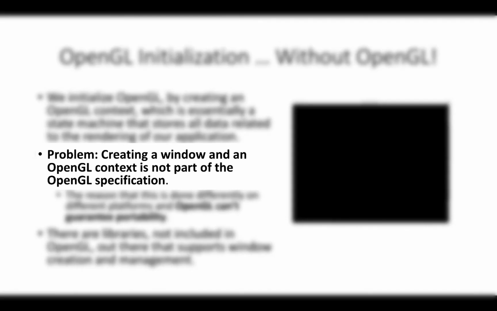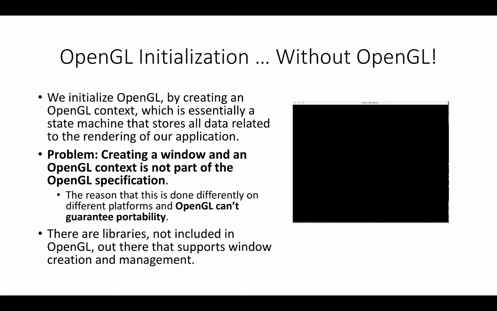The main problem we have is that creating a window and OpenGL context is actually not part of the OpenGL specification. This means that it is done differently on every platform out there. Developing applications using OpenGL is all about being portable. So for this reason, OpenGL cannot support a window creation and management system. Luckily, there are libraries out there that abstract this process, so we can maintain the same code base for all supported platforms. In this lecture, we are going to look briefly at 2 libraries for doing this.